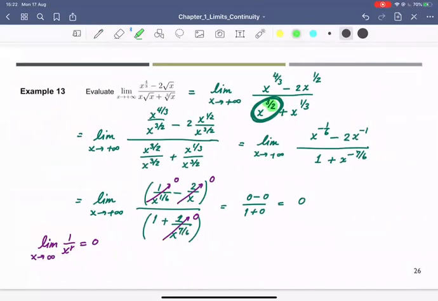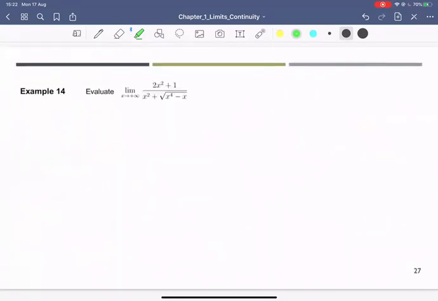All right, so we're gonna do more examples. This is supposed to be the easy one. So example 12 and 13. Let's move to something more interesting, which is number 14.